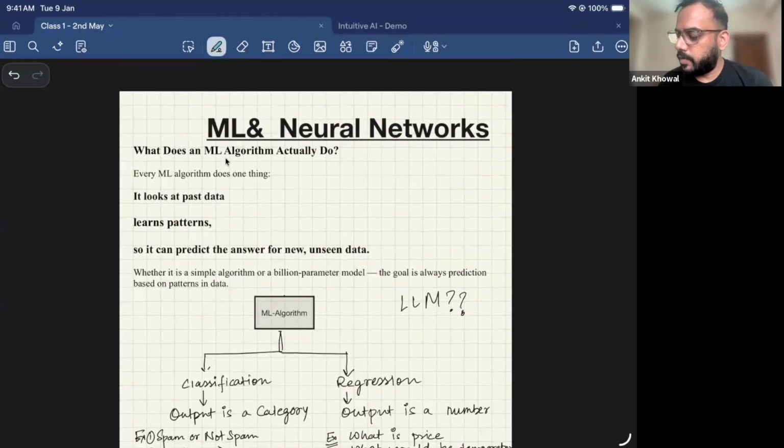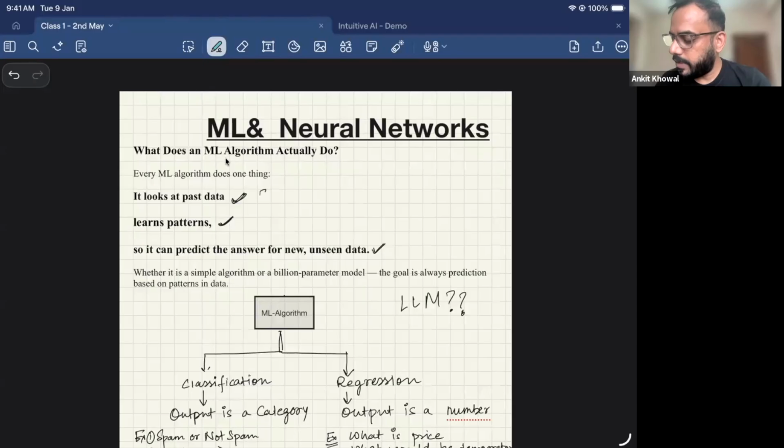Okay, so our agenda for today is machine learning and neural networks. What does an ML algorithm actually do? Any ML algorithm has some past data, some data collected from the internet or some kind of past data. It looks at that past data and tries to learn patterns, the relationships within the data. After it learns those patterns, it can predict the answer for new unseen data. Any machine learning model, whether it's a neural network or any other model, does the same thing.